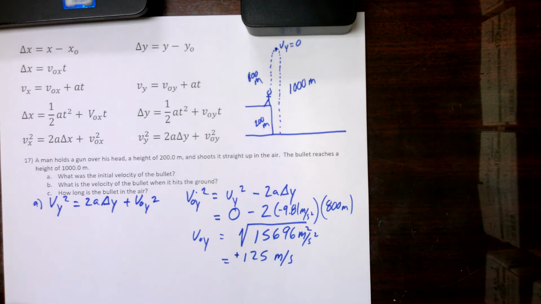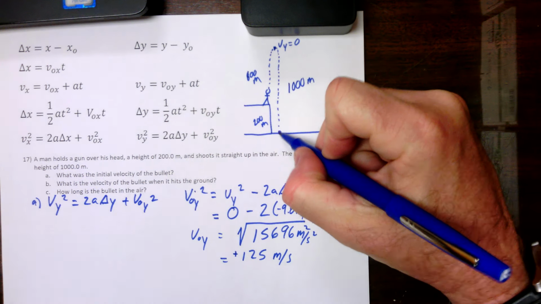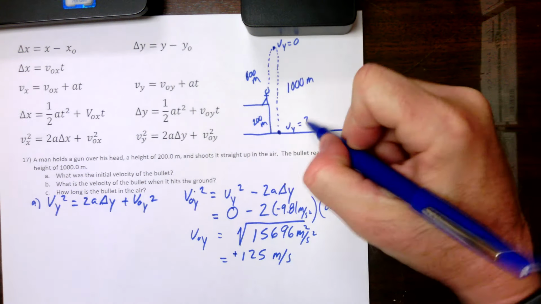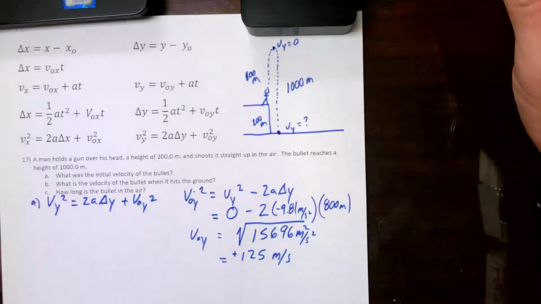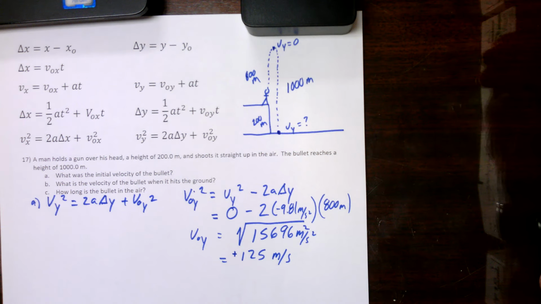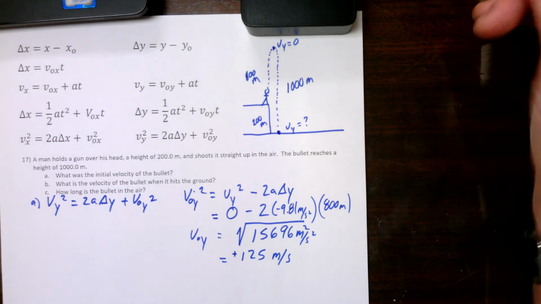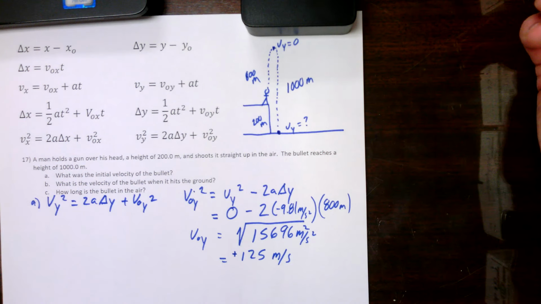All right, what is the velocity of the bullet when it hits the ground? Okay, so I want the velocity right here. There's a couple of ways we can think about this. And this is the great thing about physics problems. There's more than one way to skin a cat, so to speak. For those of you who've never heard that expression, I apologize. I'm old. I use old expressions like that.